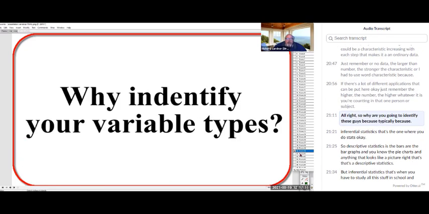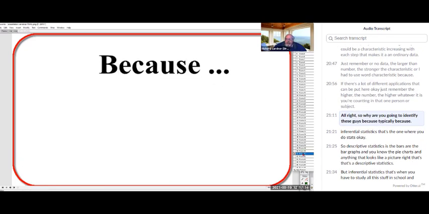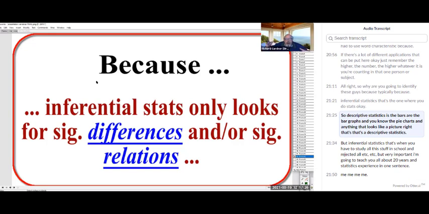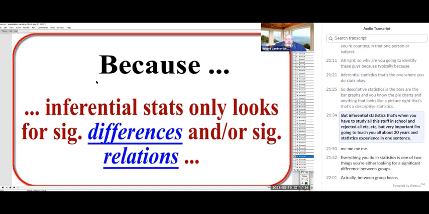All right, so why are you going to identify these guys? Simply because. Inferential statistics, that's the one where you do stats, okay? So descriptive statistics is the bars or the bar graphs and the pie charts and anything that looks like a picture, right? That's a descriptive statistic. But in inferential statistics, that's when you have to study all this stuff in school and reject the null, et cetera, et cetera. But very important, I'm going to teach you all of my 20 years in statistics experience in one sentence.